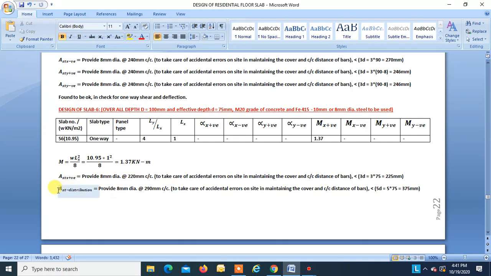And in the other direction we have to provide distribution steel, so that we are providing at 8 mm about 290 mm center to center. In case of distribution steel, the maximum spacing should be lesser of 5 times the d or 450 mm. Okay, 5 times the d is 375, which is less than 450. So we will provide 8 mm dia about 290 mm.